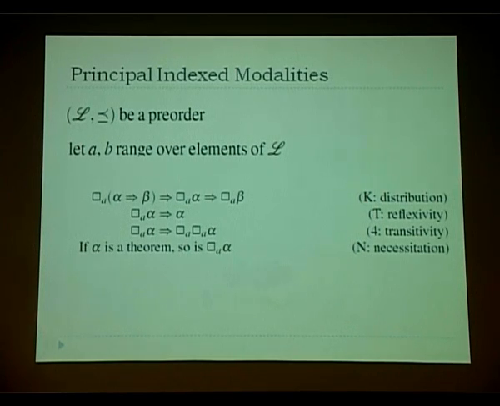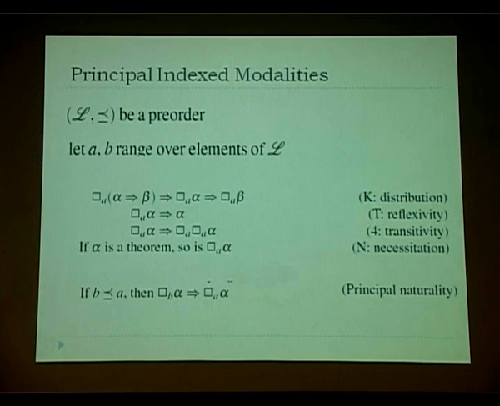Okay? And we want some sort of coherence across different elements of the preorder. So what I want is that if B is less than A, then I want that implication to hold. Again, from a categorical perspective, what you want to think about is basically that there's a natural transformation between the functor for B and the functor for A. Okay? So that's one way to think about it.